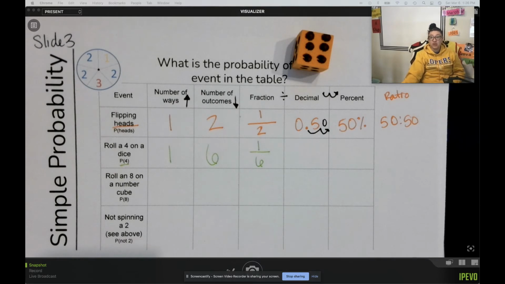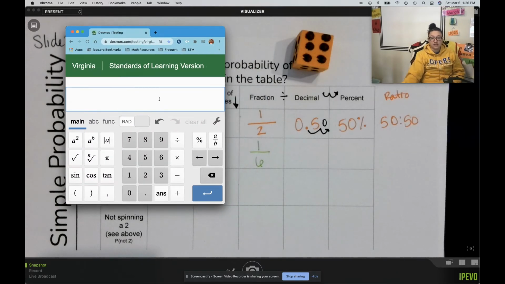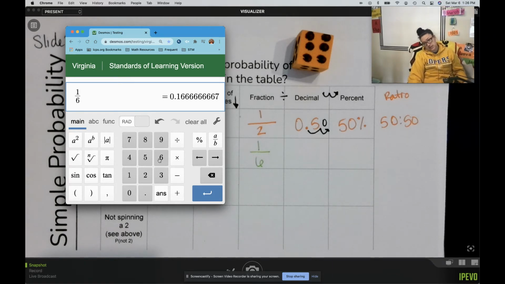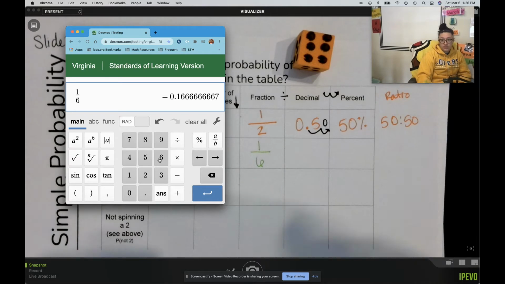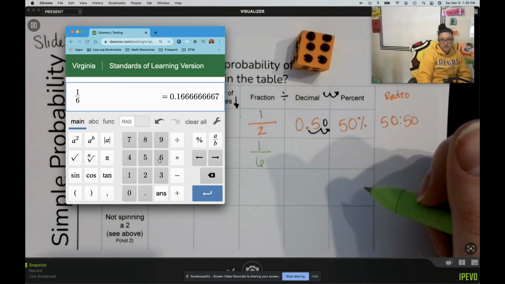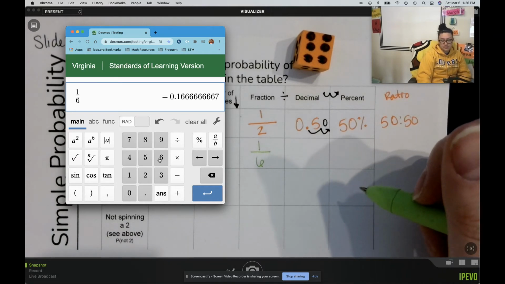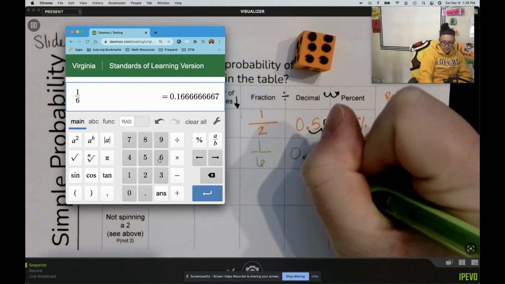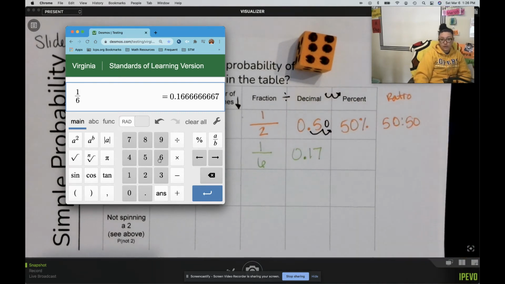Not too many people know 1/6 off the top of their head in decimal form. So let's divide that. 1 divided by 6 gives me 0.166666666666666. We usually like to round to 2 decimal places. So what would that be rounded to 2 decimal places? 0.17.